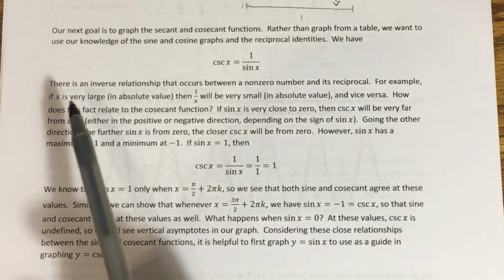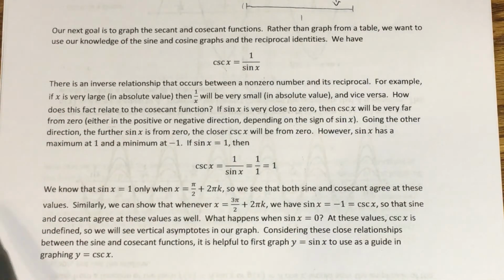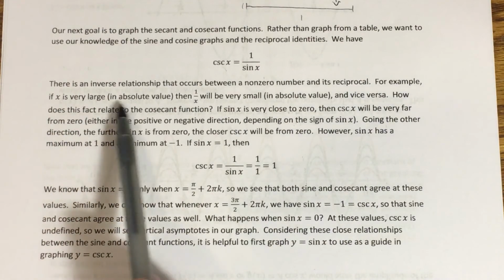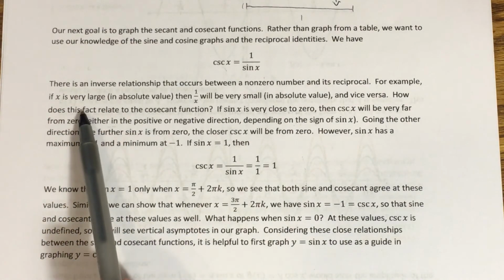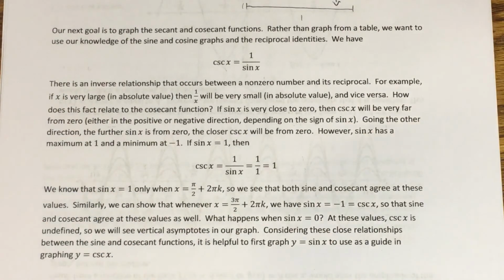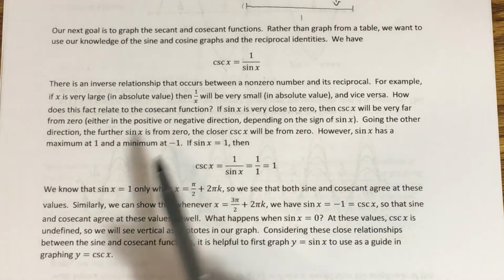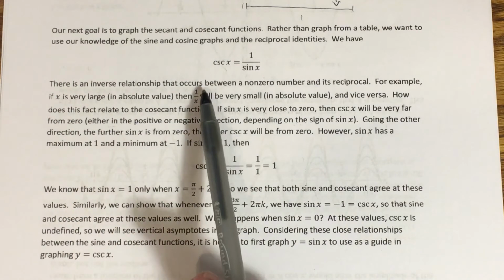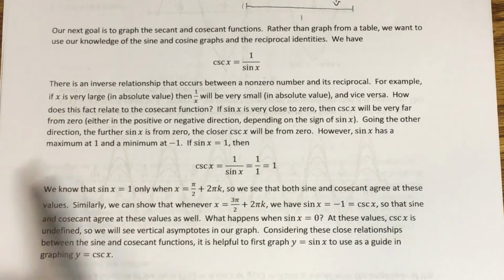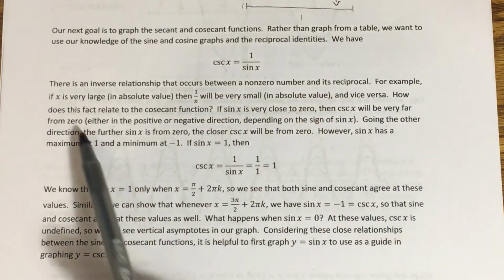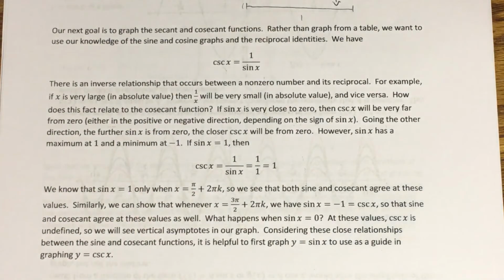Compare this to something a little bit simpler looking, x and 1 over x. If x is a very large number in absolute value, and what that means is that it's very far from 0, either a very large positive number or a very small negative number, meaning very far in the negative direction, then 1 over x will be a very small number in absolute value, meaning very close to 0. So if x is very far from 0, 1 over x will be very close to 0, because this has a large denominator in absolute value. And vice versa. If x is very small, then 1 over x will be very large. There's that inverse relationship.